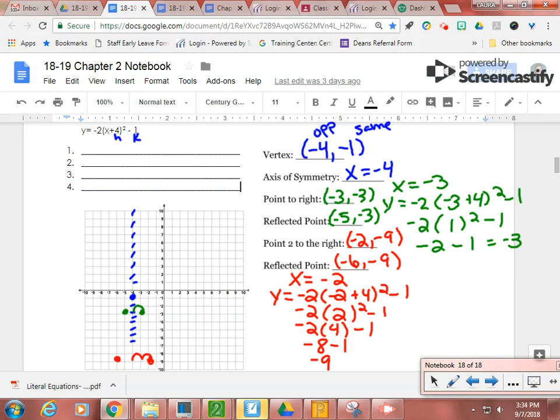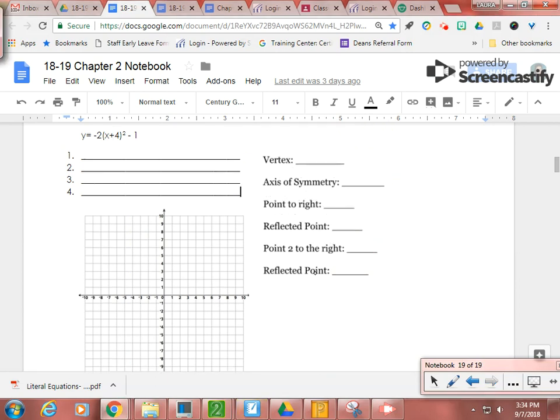So now we have 5 points to this. So now we can graph it. Okay, so it did all of those things. It opened down, it moved left, it moved down, and it was narrow. So let's look at a few more examples.